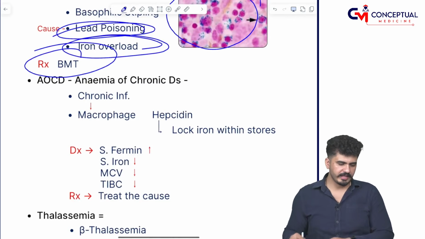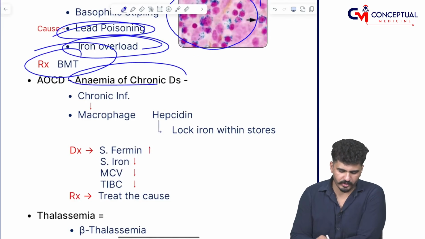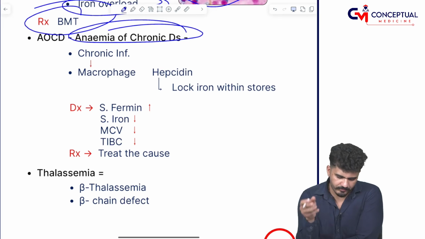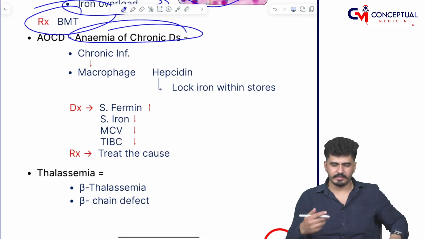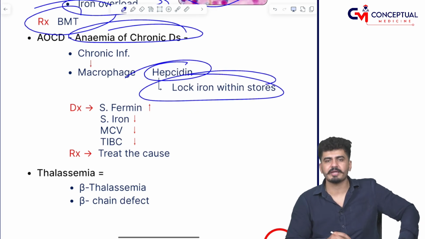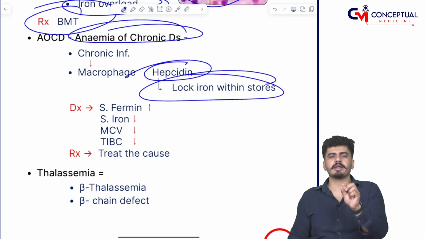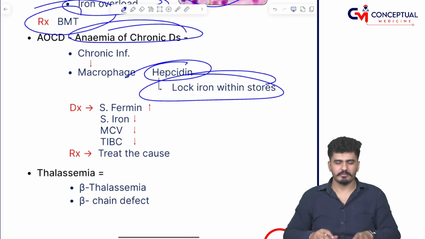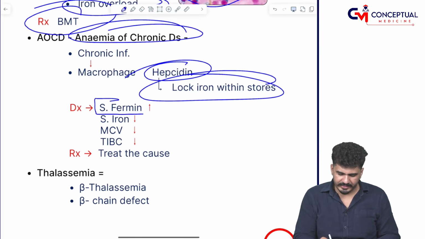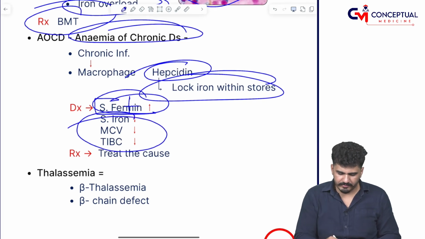Then coming to the next one, AOCD. AOCD is anemia of chronic disease. Now there is a chronic inflammation which will lead to the activation of macrophage, and macrophage will further activate hepcidin. Hepcidin will lock the iron within the store. So stored iron is in the form of ferritin. So ferritin, serum ferritin will be high, rest everything will be low.